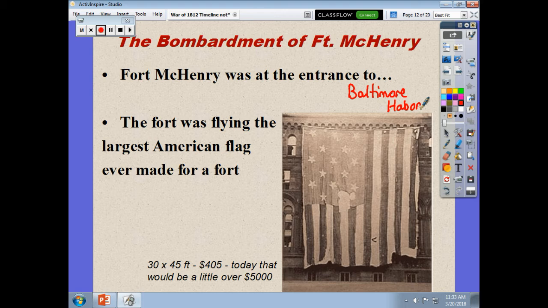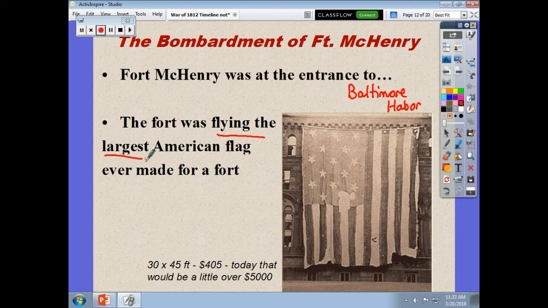And the fort itself that's there is flying the largest American flag that was made up to this point. It was something that was made specifically for the fort, and the purpose of the flag was really to identify the fort. The commander of the fort wanted to make sure that the British saw the fort and they knew where the fort was as they approached the city. He wants the focus to be on the fort, not the city where the civilians are, where women and children are. This flag was kept after the battle.